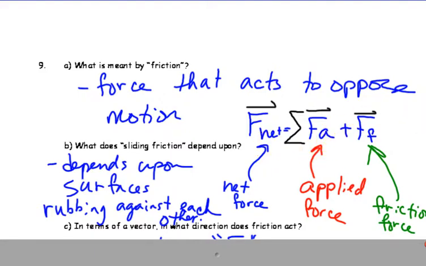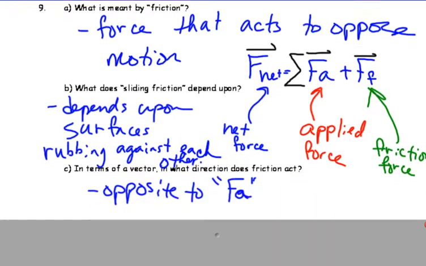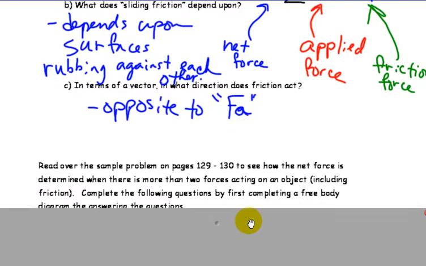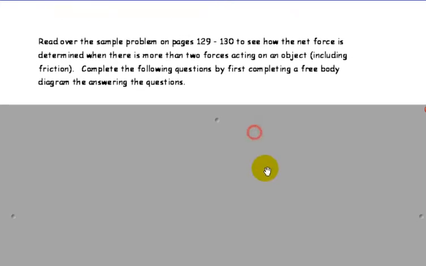Okay, and we have a few different types of friction, and we have a kind of mini unit after we're done Unit 1 on friction, so we'll just touch on it now. Sliding friction depends upon surfaces rubbing against each other, and when I get all my applied forces, friction is working in opposition to that. So if I use a positive sign for all my applied forces, the friction force automatically has a negative sign. There's quite a few examples in the duotang dealing with this that you could look at.